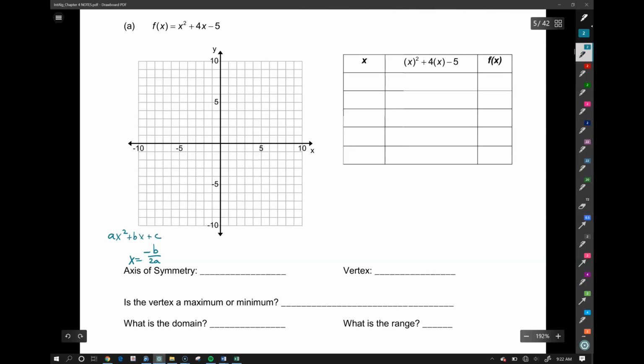Okay, here, this is my b. My b is 4. What is my a? What is the coefficient in front of x squared? 1. So that's going to be my a. So we can go ahead and plug in.